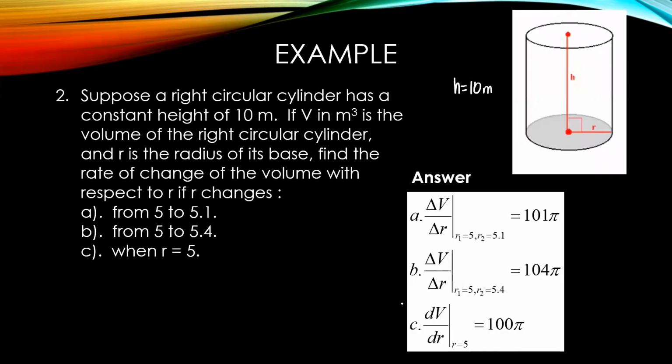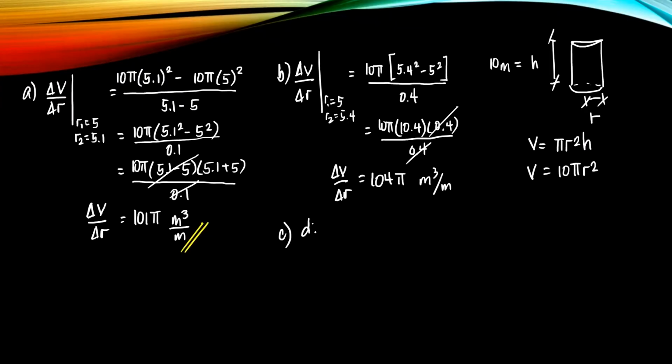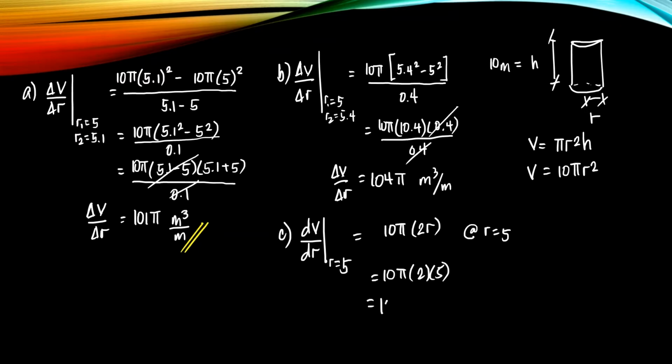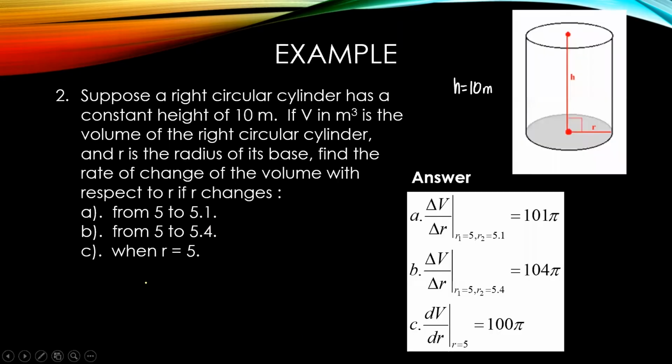Lastly, letter C, when R is equal to 5. So you're only given one measurement for radius. So that means it's just one value. So in this case, it should be a derivative. Let's get the derivative of this expression. That becomes 10 pi times 2R, right? When does this happen? At radius equal to 5. So let's just plug in 10 pi times 2 times 5. So the answer is 100 pi cubic meters per meter, that is dV over dR. So the answer is 100 pi.